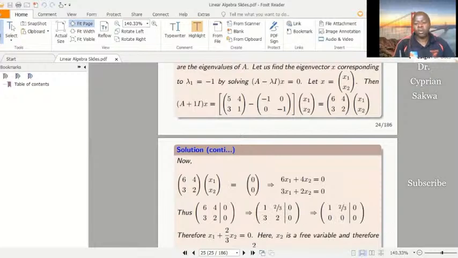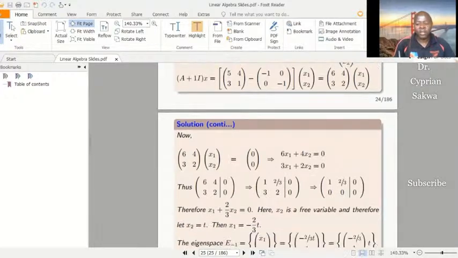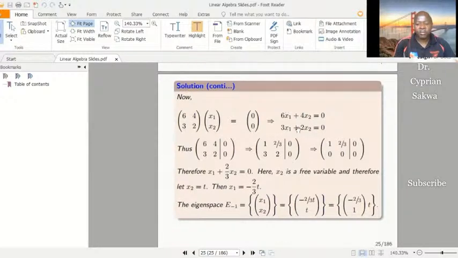When you do that, and you know how to solve a system of equations by Gaussian elimination and even several other methods, this is still the equation. Now, when you reach here, you realize that x2 is a free variable, and therefore we let it be a parameter t. So if x2 is t, then from this equation, x1 would be negative 2 over 3 t.